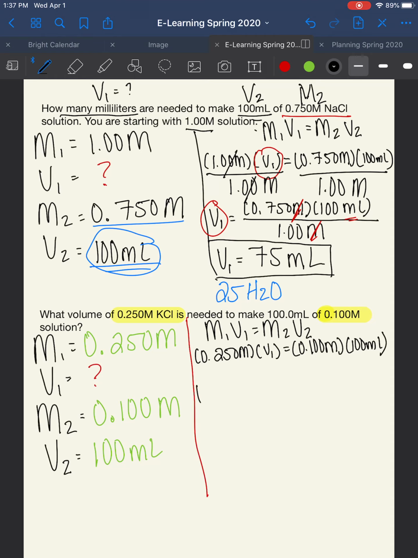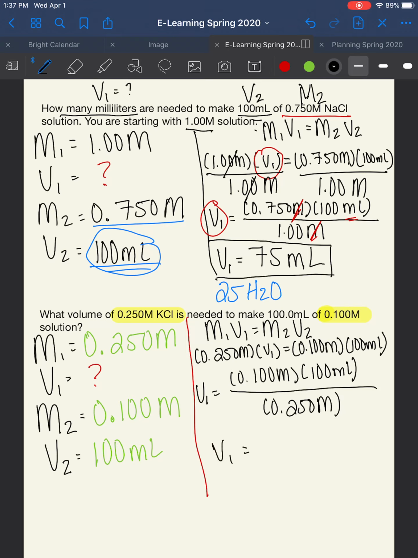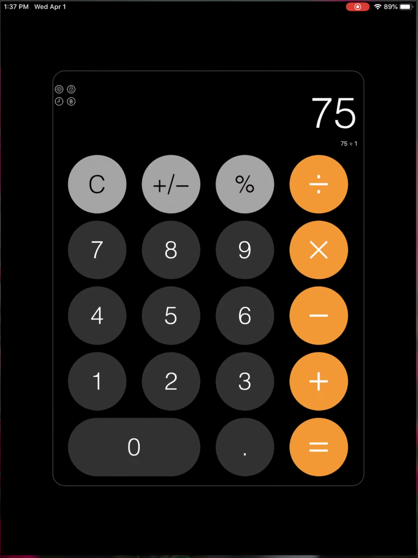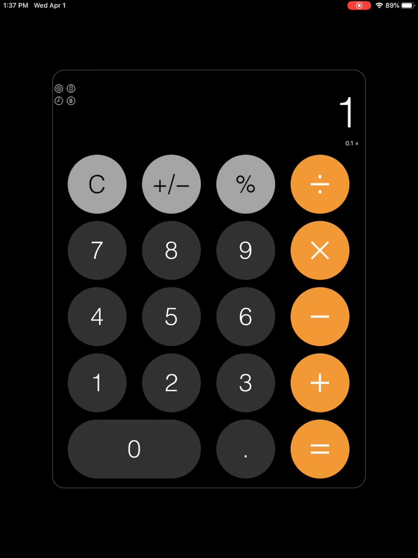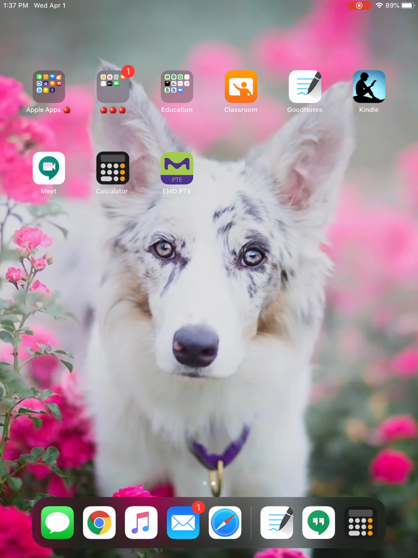I'm going to do the same thing as example 1. So now my V1 is equal to 0.100 molar times 100 mLs divided by 0.250 molar. Okay, so now let's go ahead and solve that. 0.1 times 100 divided by 0.25 is equal to 40.